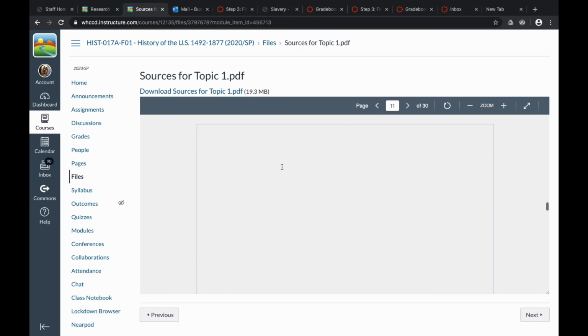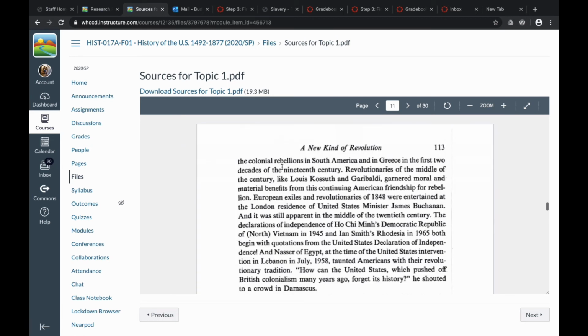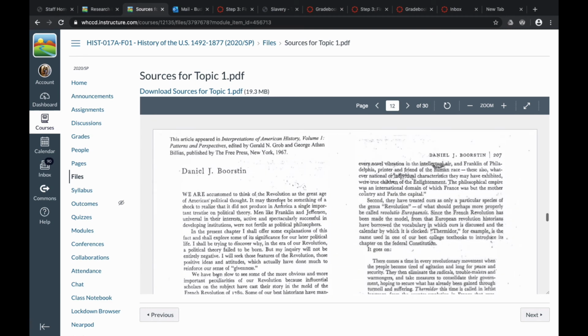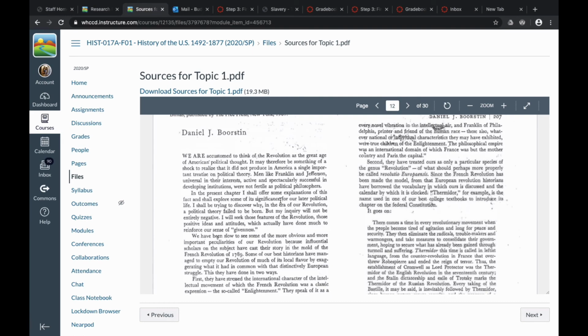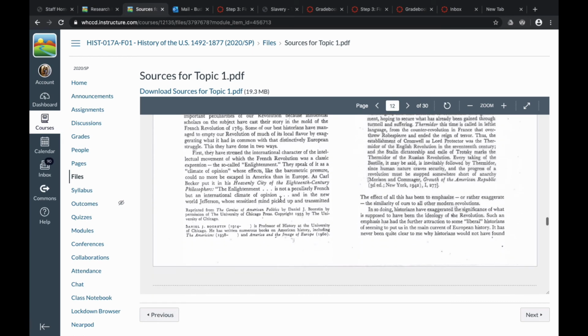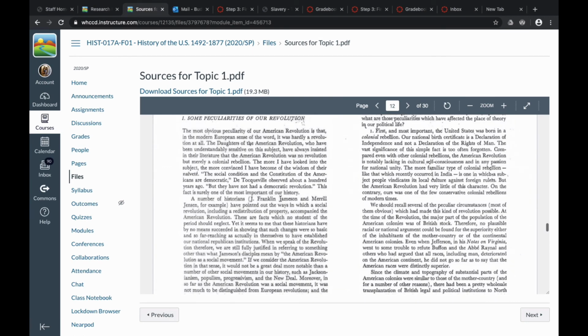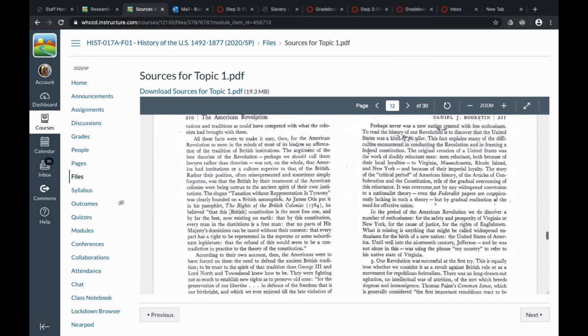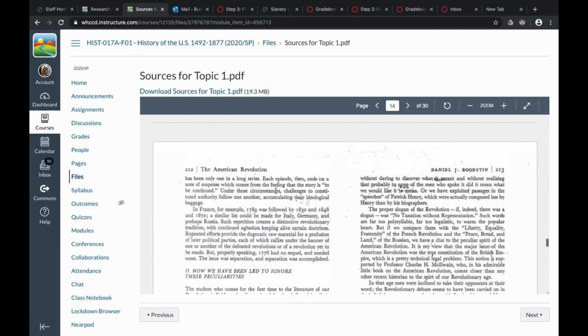So the next source would be Daniel Boorstin. Here you go. And this is from Interpretations of American History, the American Revolution. And you're going to do the exact same thing. Read this source in full depth and detail and take good detailed notes, again, so that you can answer all of the things in your prompt. All right, and you'll do that again for the third source, which in this case would be Robert Nisbet. All right, so that's all of your required sources.